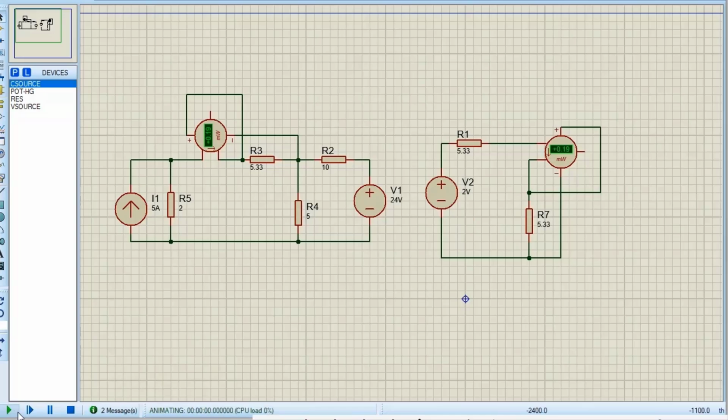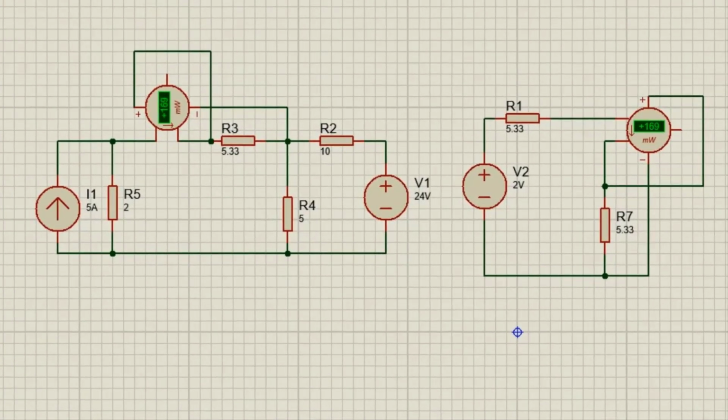Running the simulation. See here in main circuit it is showing 187 milliwatt, almost equal to 188, and in equivalent circuit I am getting 188 milliwatt. So my calculation is perfect.